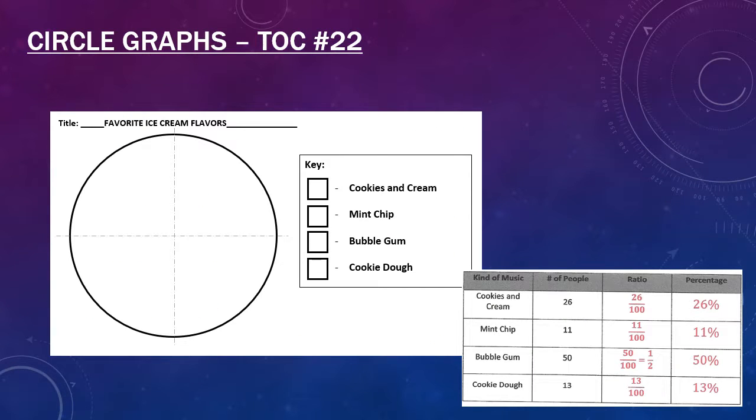Okay, so our next job is to create the circle graph from the chart. For those of you that did not get that chart copied, I put it in the bottom right corner so you can frantically copy it down while I'm talking.